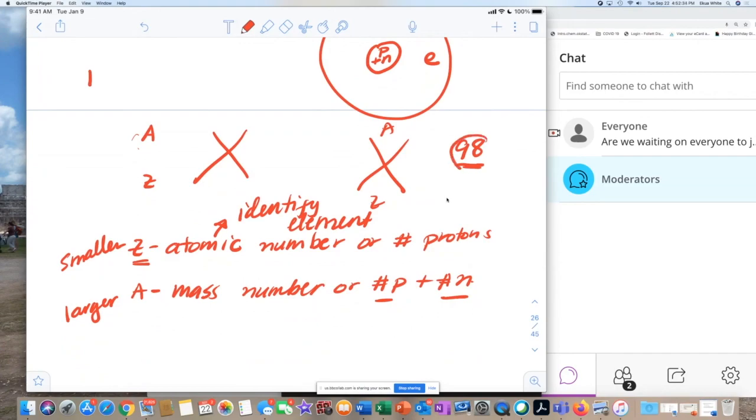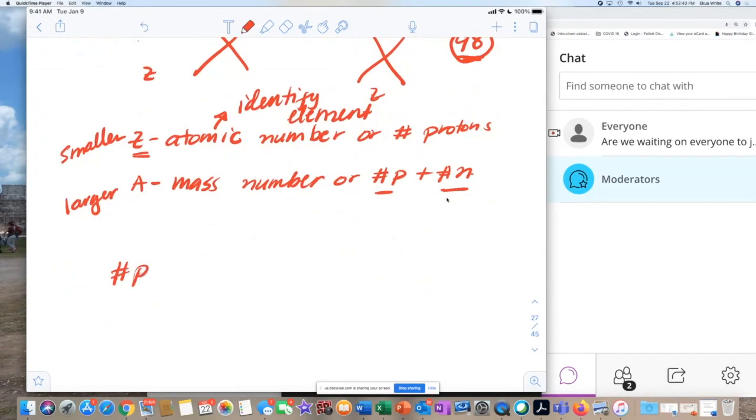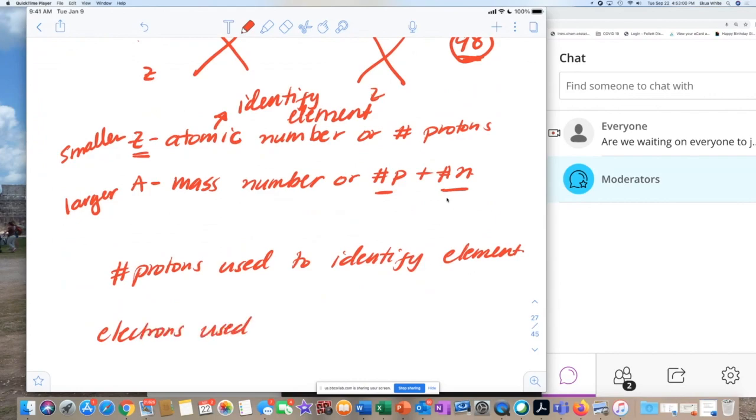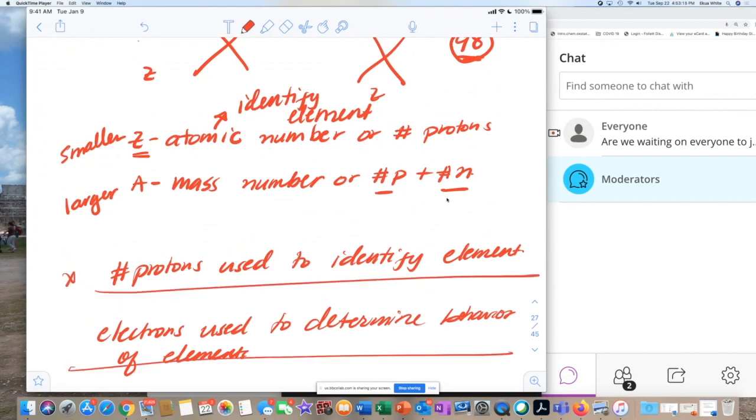Okay, so the atomic number is used as an identifier. It's also equal to the number of protons. So the number of protons is used to identify the element, like fingerprints, like a social security number. But electrons, we'll see down the road, are used to determine the behavior of elements. Okay, so please make sure you know these important points.